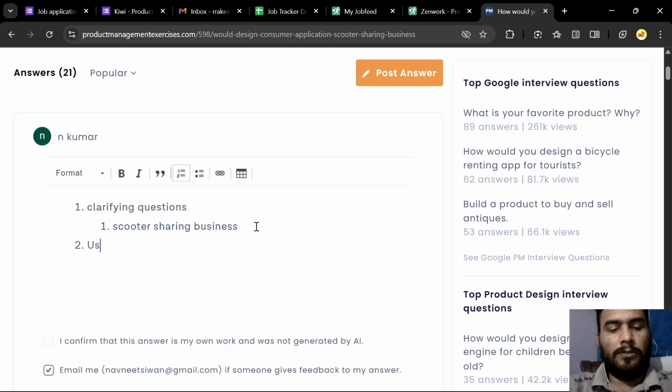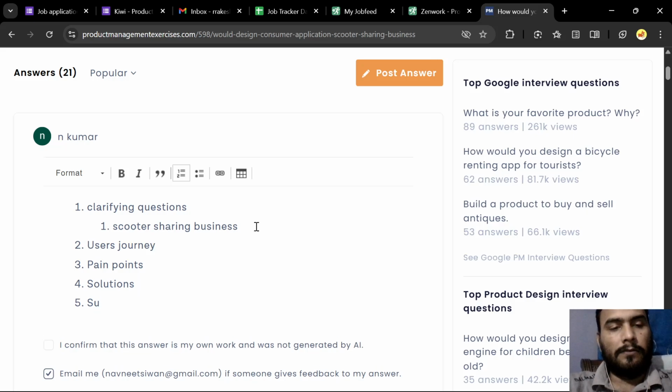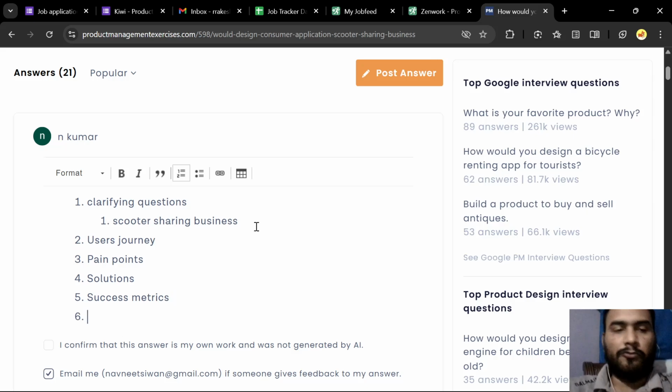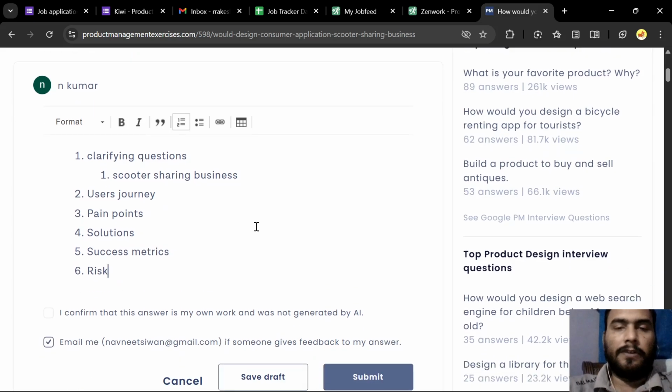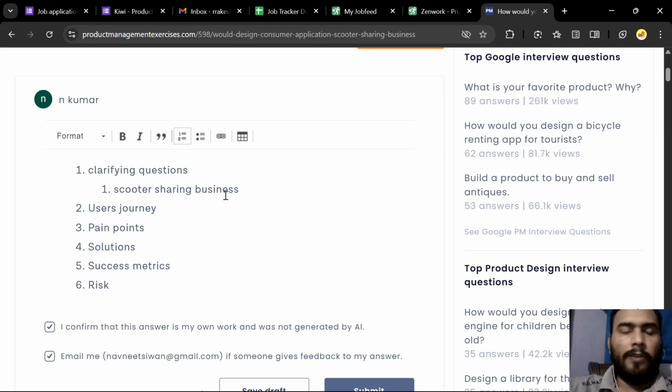think about the user's journey and the pain points that they have, and then we can lay out some of the solutions, and we will prioritize one of the solutions, and we could see what the success metrics look like for the solutions that we have chosen, and then we will see some of the risks that are associated with the solutions that we have chosen. So this is a broad framework, and we will begin.